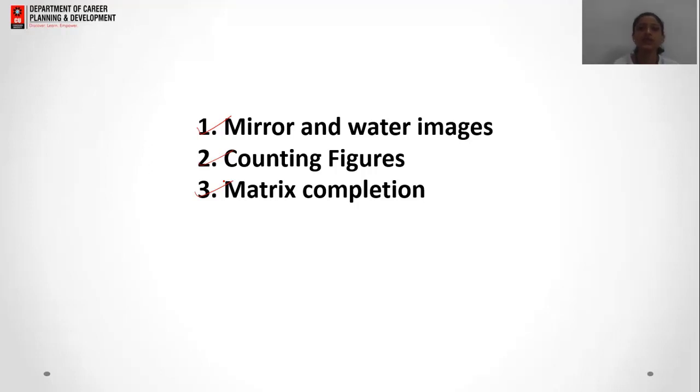In figure matrix, some figures will be given to you in the form of a matrix, and one missing figure will be there, and you need to find out that figure. And in number matrix, some numbers will be given to you in the form of a matrix and one missing number will be there and we have to find out that number. So let's start with mirror and water images. First of all, we will discuss mirror image.